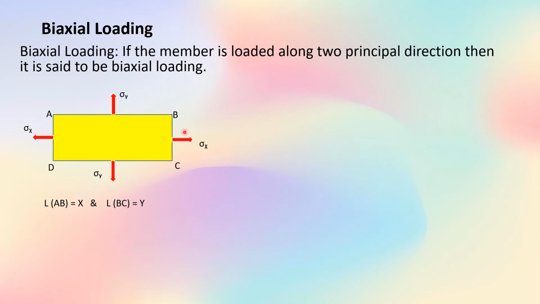Here I am showing a figure. A, B, C, D is the block, and along A, B, this vertical direction is taken as y. So this is the stress sigma y, which is acting in the vertical direction, that is the y direction, and in the horizontal direction the stress acting is sigma x. This horizontal length AB will be called x, and the vertical length BC is called y. So this is how it is loaded. Sigma x and sigma y, both the stresses are tensile. Now let us see how we calculate the strain.